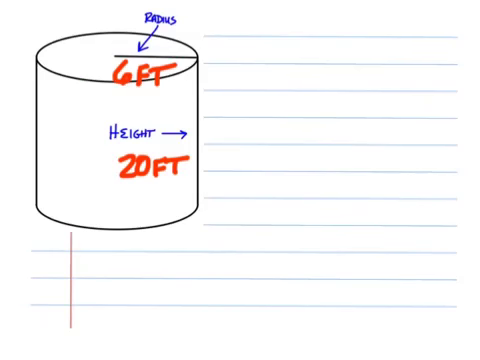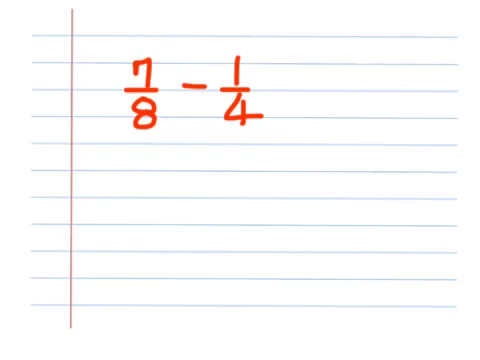Practice number 2. This cylinder has a radius of 6 feet, a height of 20 feet. Find the volume. Round to the hundredths place. Bonus number 3. 7/8 minus 1/4. No calculators on this.